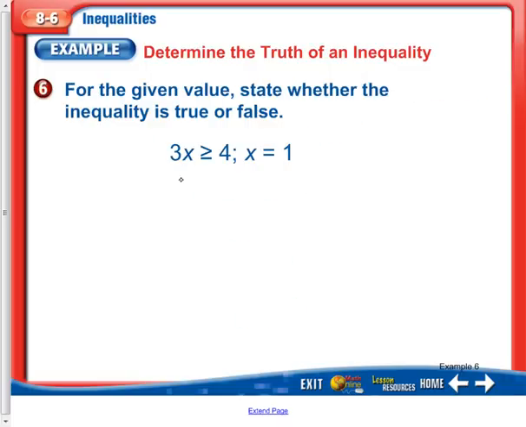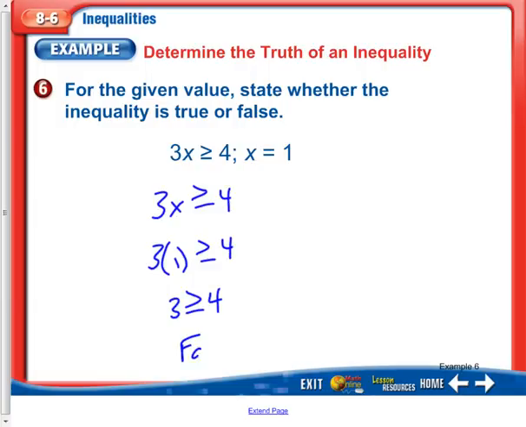So here the same thing. You're going to copy this inequality. 3 times x is greater than or equal to 4. Then you can substitute it in. So 3 times 1 is greater than or equal to 4. Well, 3 times 1 is 3. Is that greater than or equal to 4? No, it's not, so that's going to be false. So 1 is not a possible solution for x in this inequality.